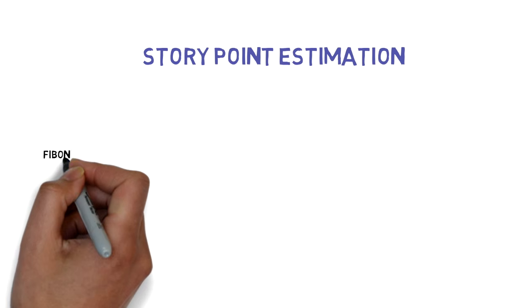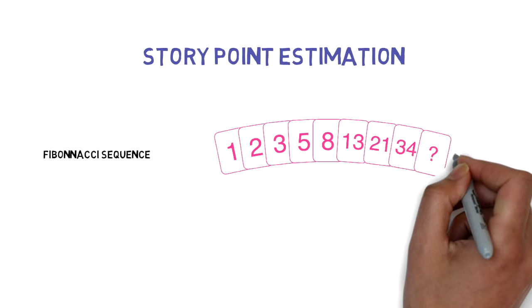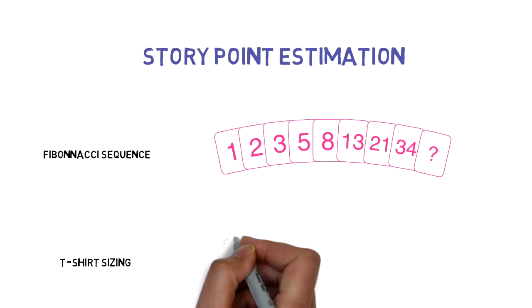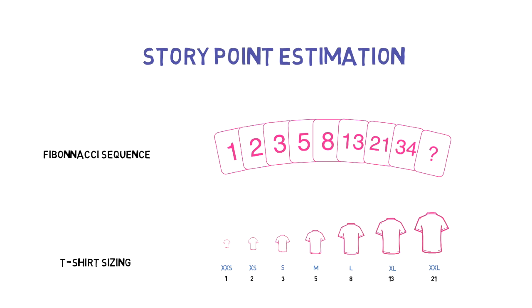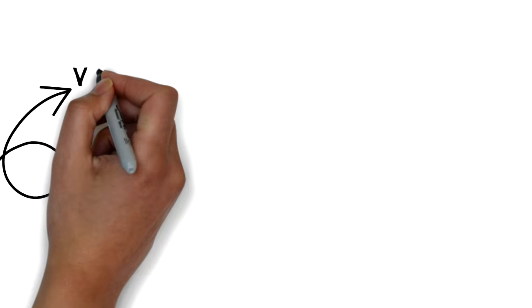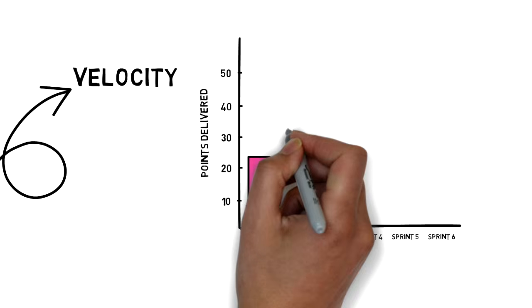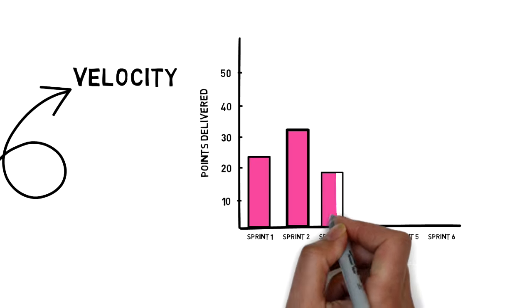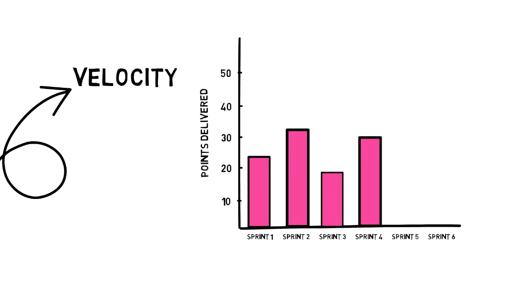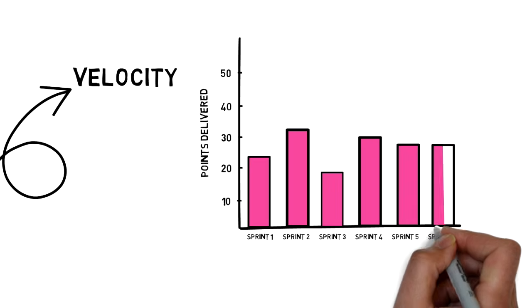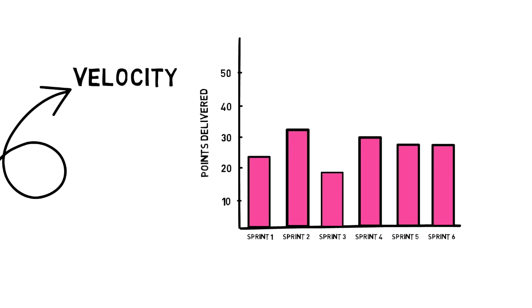In a previous video, we have discussed the story points estimation and how to estimate user stories. Story points are very useful as it helps the team to define their velocity. The velocity is the measure of how many story points the team can take into a single sprint and is the key metric in Scrum.